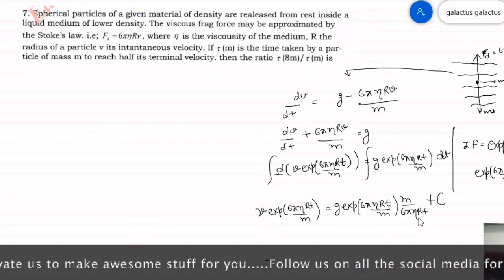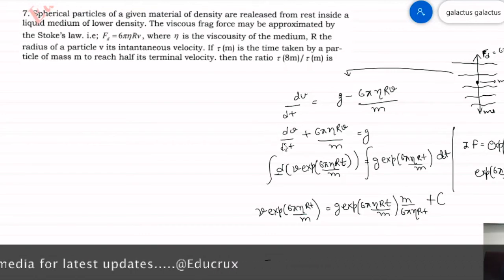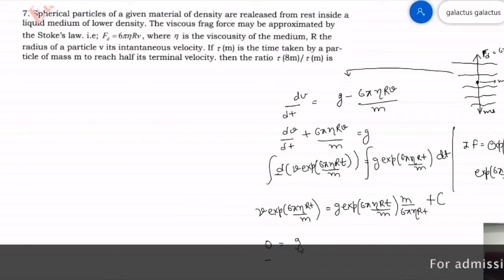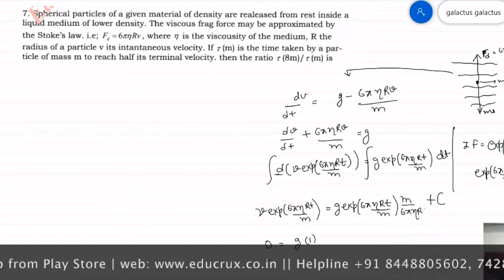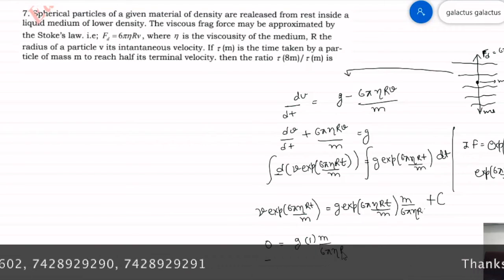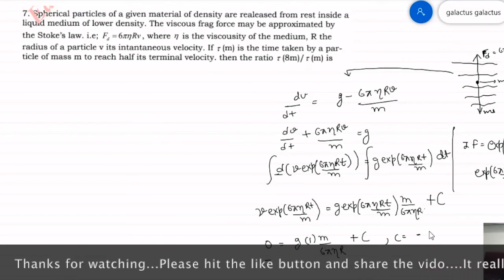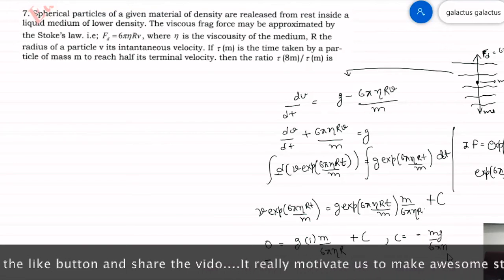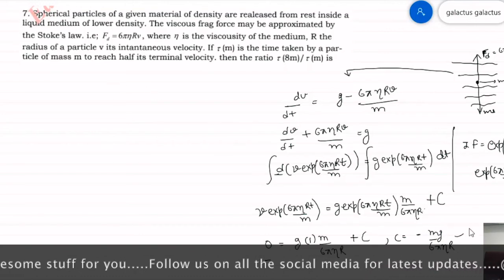So let us now use our initial condition, that is at t equal to 0 the velocity of the particle is 0. So at t equal to 0 this will turn out to be 0 and this will turn out to be g into 1. Okay, in the denominator there shouldn't be any t over here. So g into 1 into m upon 6 pi eta r plus c. So the value of c will be minus mg upon 6 pi eta r. Okay, so let us now substitute the value of c in this equation.